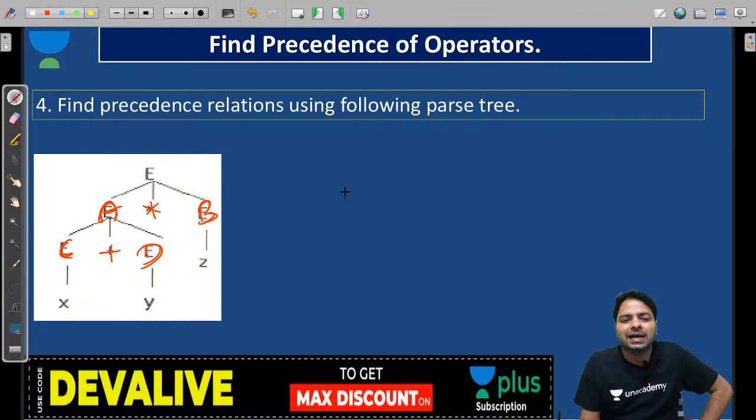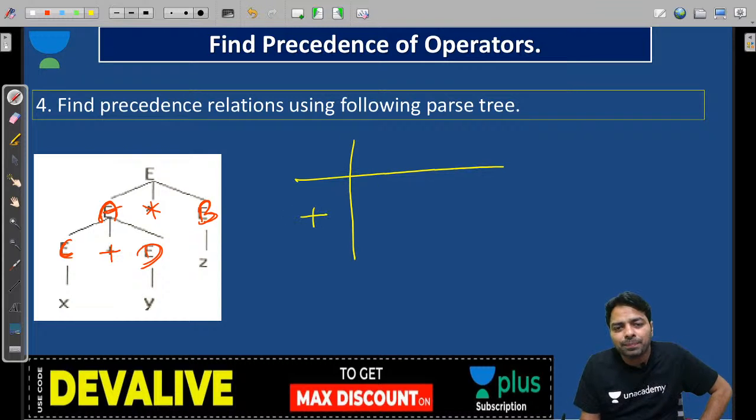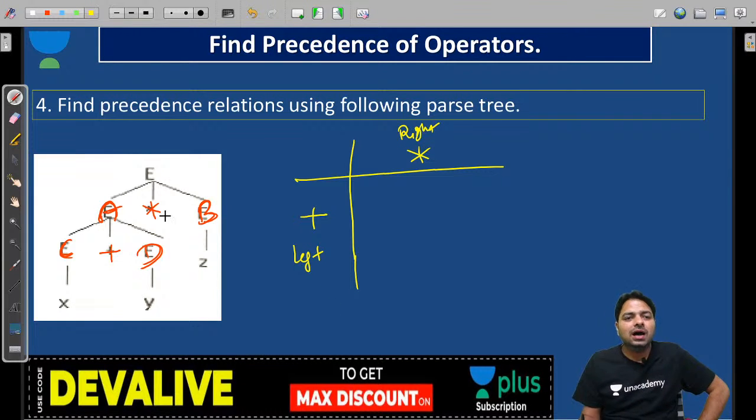Now how to make an entry, guys? You can only make an entry for the plus and star. Star must be right and plus must be left. And left means row, right means column. And what do you get?